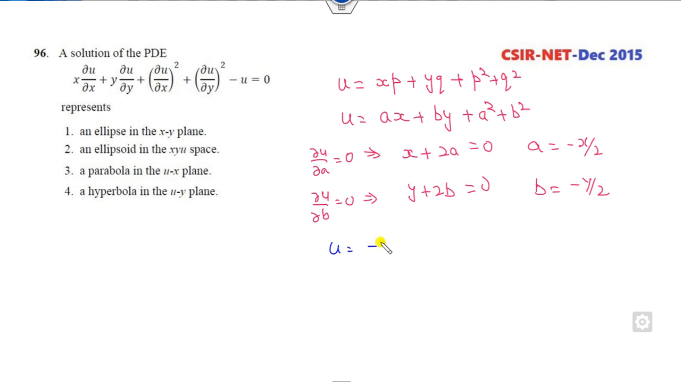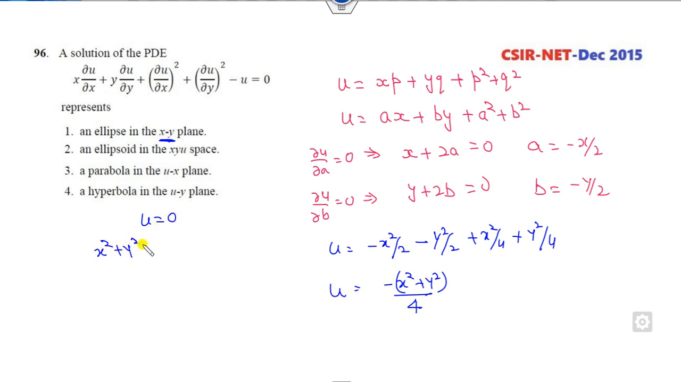So you can substitute here. This is minus x square by 2, minus y square by 2, plus x square by 4, y square by 4. So if you take the LCM, it will be minus x square plus y square over 4. Fine. Now you can see in the xy plane means u is 0. Once u is 0, it will be x square plus y square is 0. Is it an ellipse? No. For the ellipse, it must have a non-zero value. For an ellipsoid, if I write here x square plus y square is minus of 4u, it must be an ellipsoid only when this quantity is positive. That means u must be less than 0, but there is no condition on u. That option is also cancelled out.